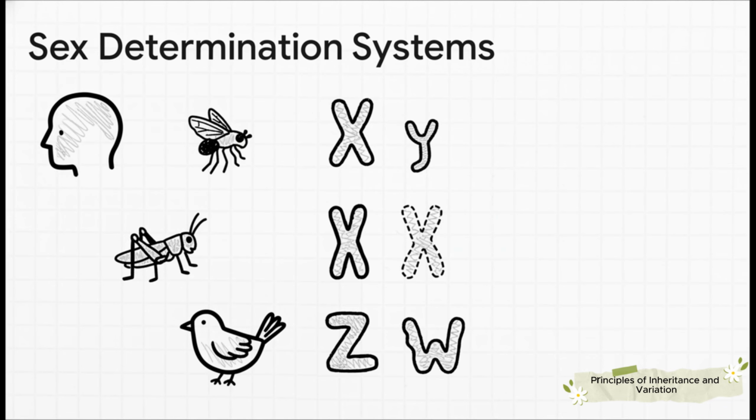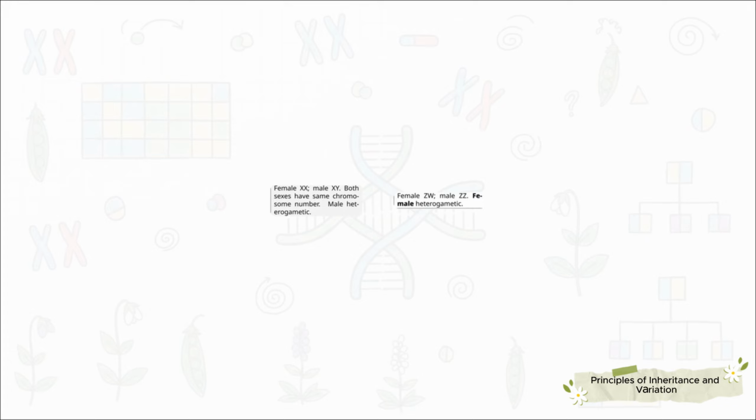But birds, they do things totally differently. This creates a massive difference between us and birds. In humans, using the XY system, the male sperm carries either an X or a Y. So the father's sperm determines if we get a boy or a girl with 50-50 odds. But in birds, which use the ZW system, the male is the homogametic one, ZZ. It's actually the female bird carrying both Z and W chromosomes whose egg makes the final call on the sex of the baby bird. Pretty wild, right?